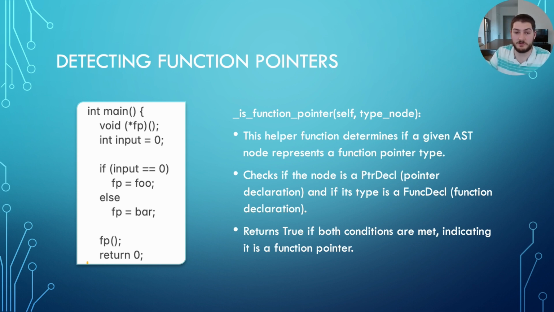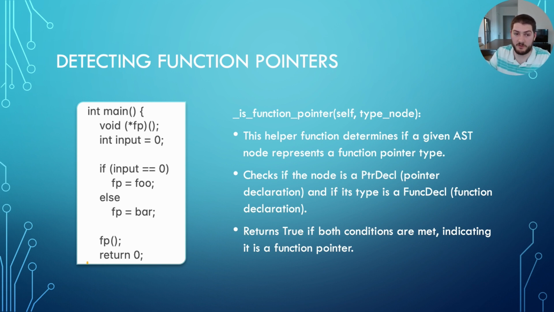Second, isFunctionPointer proceeds to check the type of the pointer. Specifically, it verifies if the pointer's type is an instance of funcdecl, or function declaration. This check ensures that we are dealing with a pointer to a function as opposed to a pointer to some other data type. IsFunctionPointer returns true only if both of these conditions are satisfied.